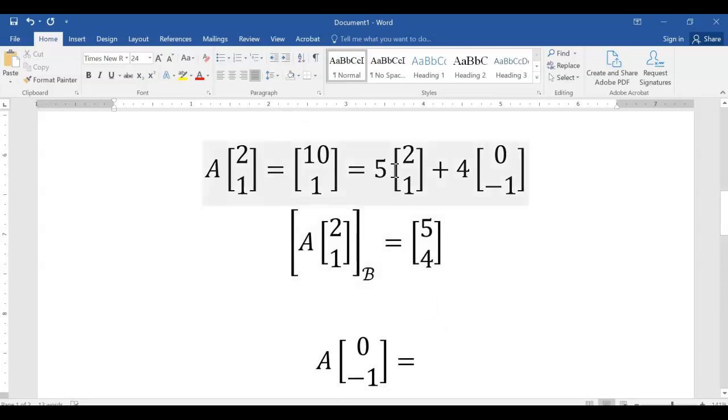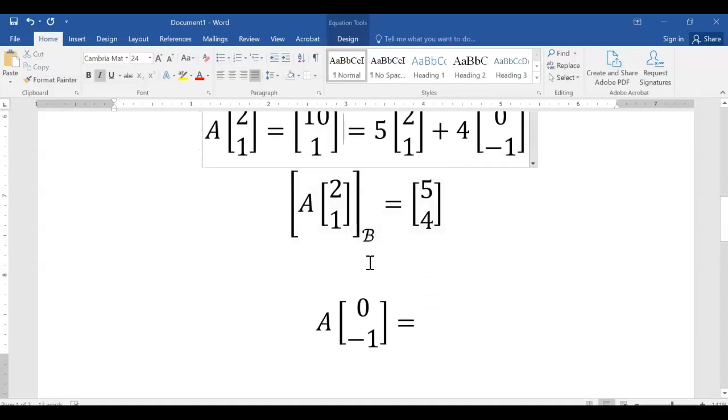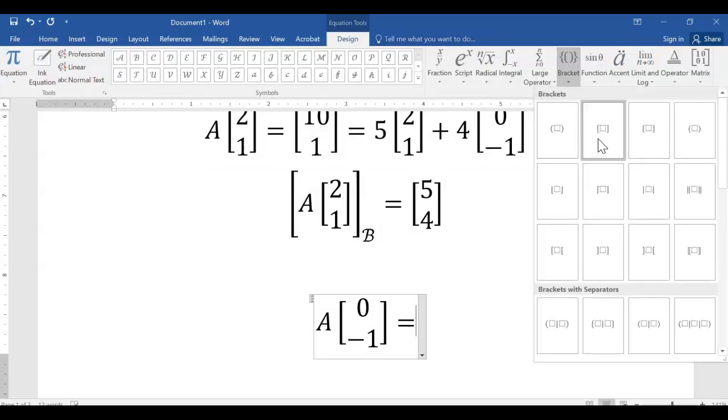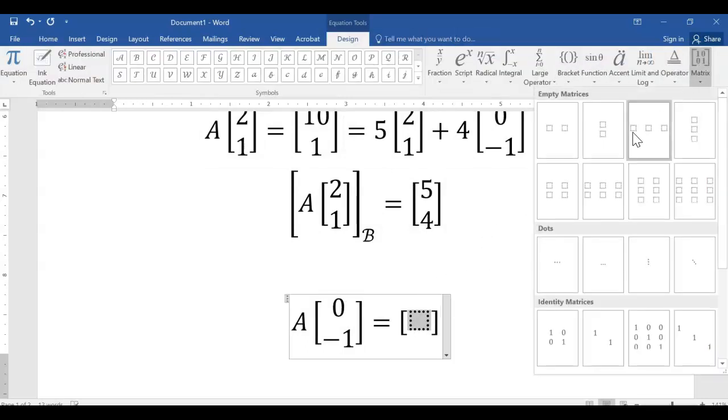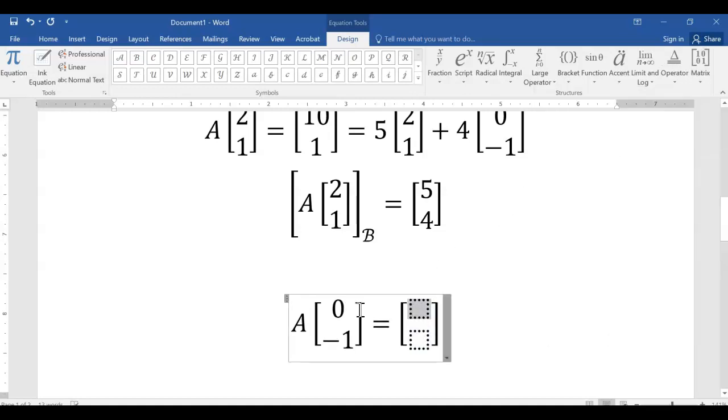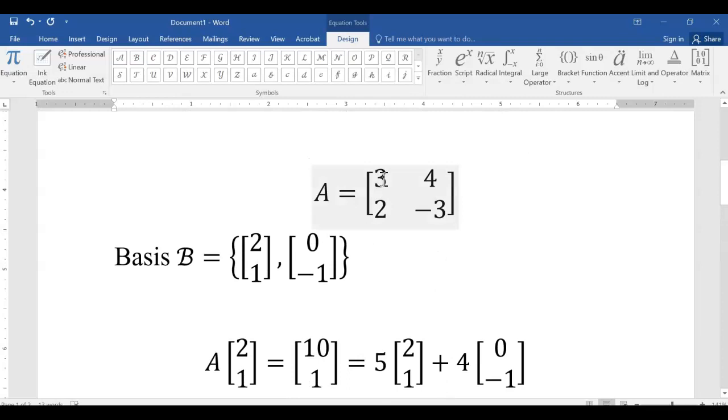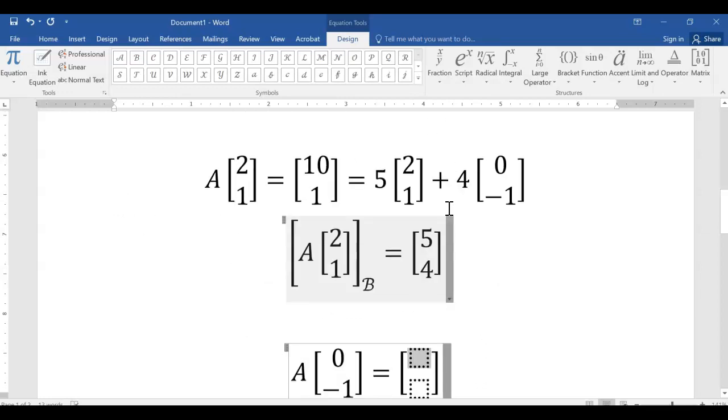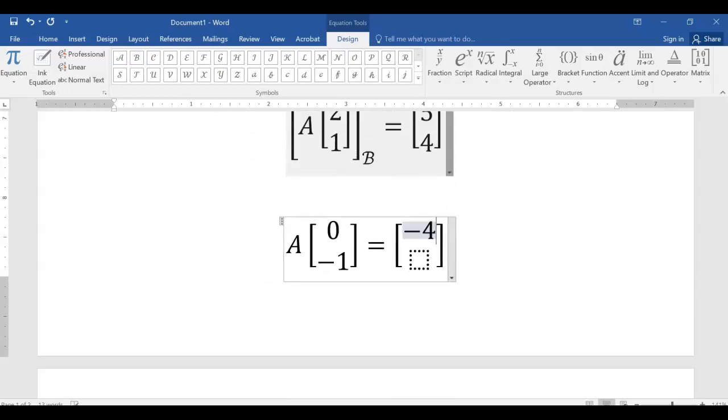Now we're going to do that with 0, -1 as well. Okay, so matrix times 0, -1. So 3 times 0, 4 times -1. We got a -4 in the first entry. 2 times 0, -3 times -1 is a +3, so you're getting -4 in the first entry and a +3 in the second entry.